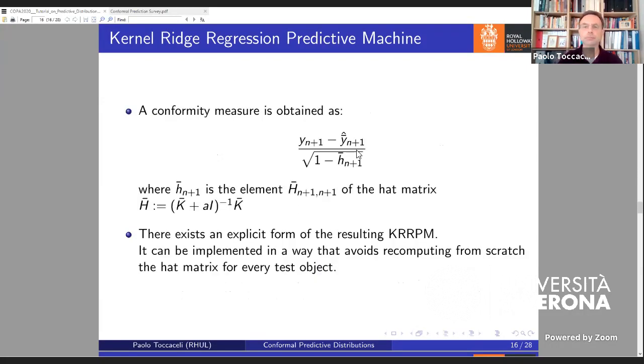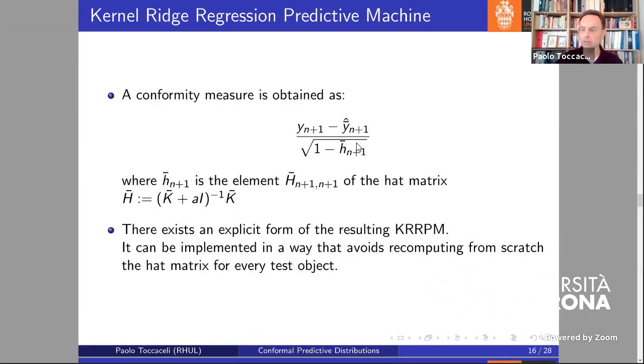So what we have now is that a conformity measure can be obtained by scaling the difference between the hypothetical label and the predicted label, using the method that I used before, if we divide it by an appropriate factor, or you multiply by the appropriate factor.